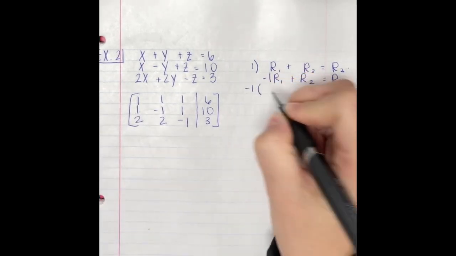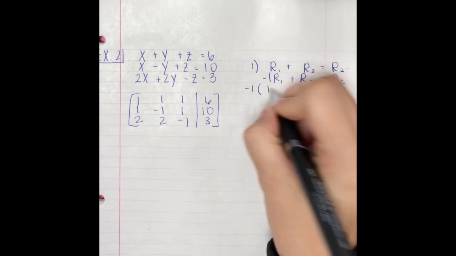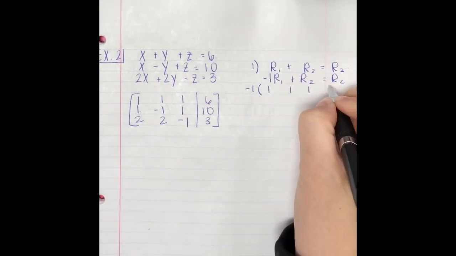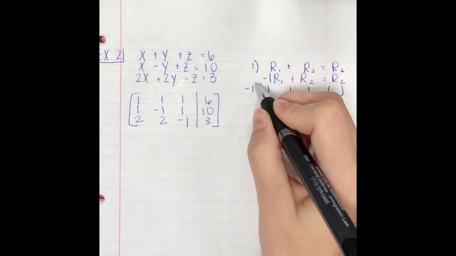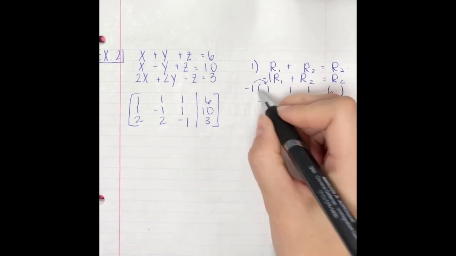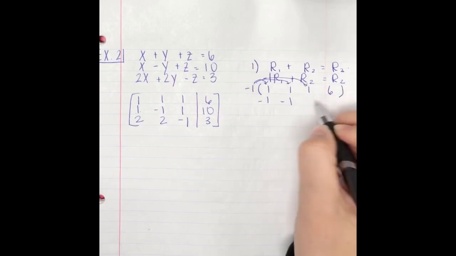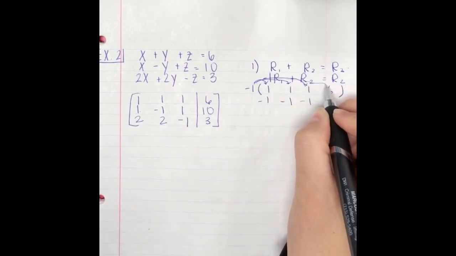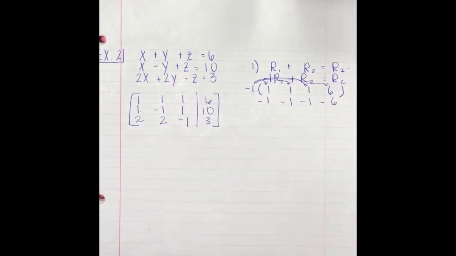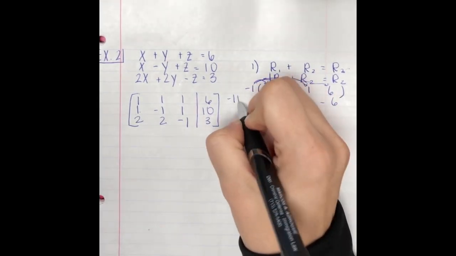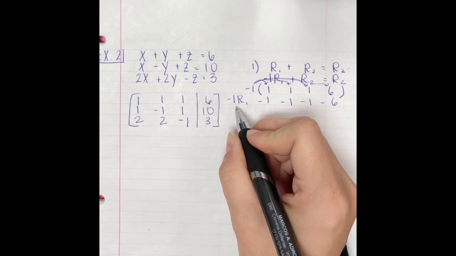So negative 1 times row 1, which is 1, 1, 1, 6. Negative 1 times 1 is negative 1. Negative 1 times 1 is negative 1. Negative 1 times 1 is negative 1. And negative 1 times 6 is negative 6. Okay? So this is my row 1 after it's been multiplied by negative 1.